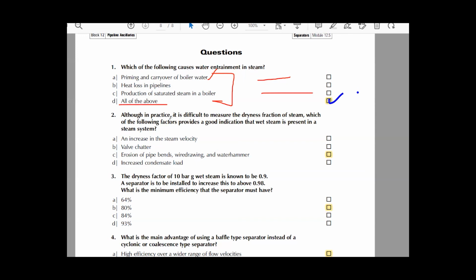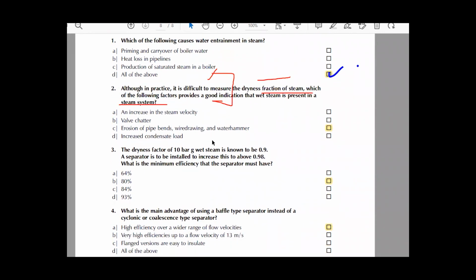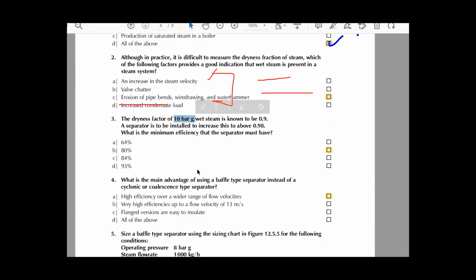Although in practice it's difficult to measure the dryness fraction of steam, which of the following factors provides a good indication of whether wet steam is present in a steam system? Erosion and water hammer. With all these factors, wet steam is present in the steam system. Okay. Dryness factor, temperature and wet steam 90. This is a calculation according to the equation.